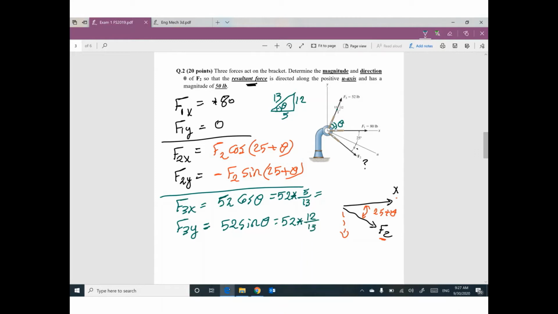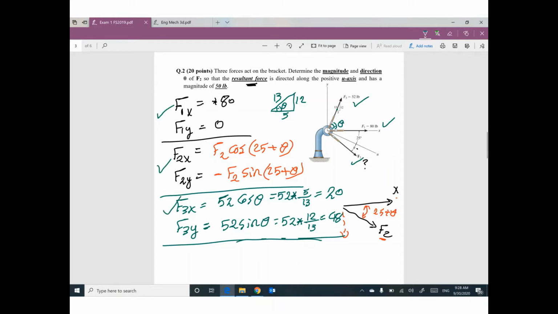So I can figure out this value. 52 times 5 divided by 13. It will be 20. This one will be 52 times 12 divided by 13. It will be 48. Do you have any more forces? I'm talking about forces. I'm not talking about the resultant force. We have 3 forces only: F1, F2, and F3. We are done with all of them.